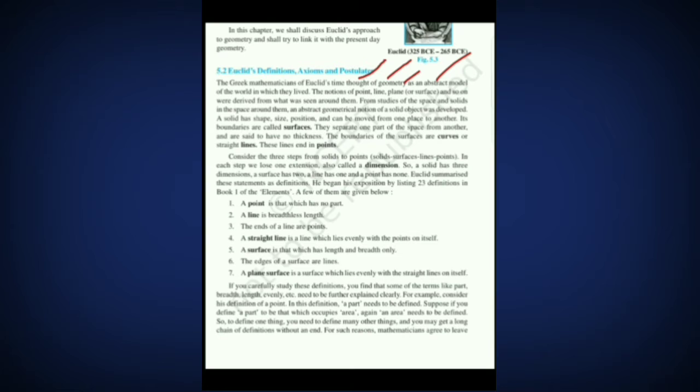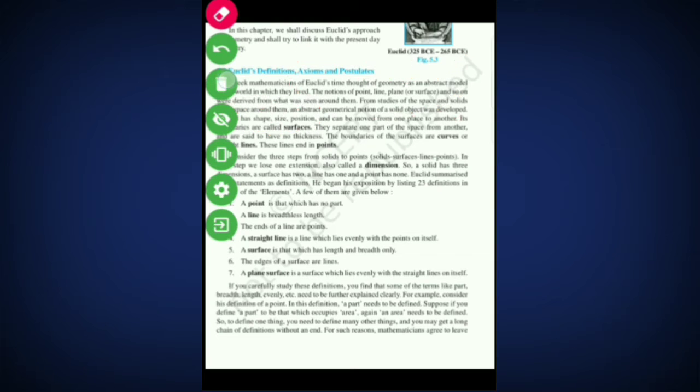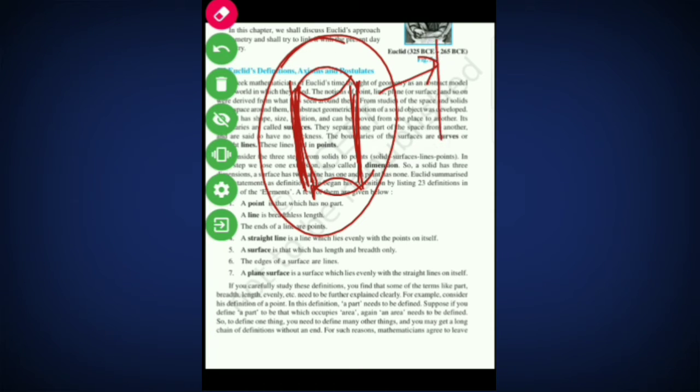From studies of the space and solids in this space around them, an abstract geometrical notion of a solid object was developed. A solid has shape, size, position, and can be moved from one place to another. Its boundaries are called surfaces. Suppose that you have a cylinder. You know what a cylinder is. This is a cylinder, and this is a surface. Why? Because by the help of this surface, this object can move from one place to another place. Okay, students.